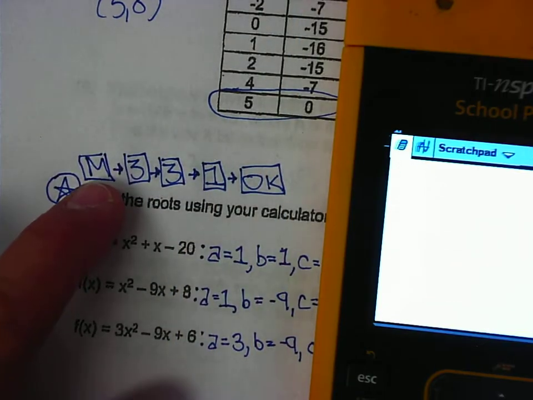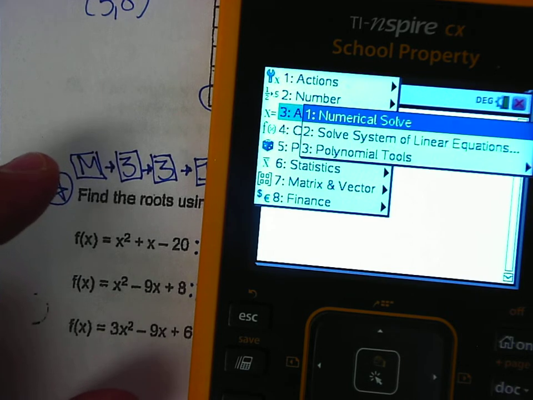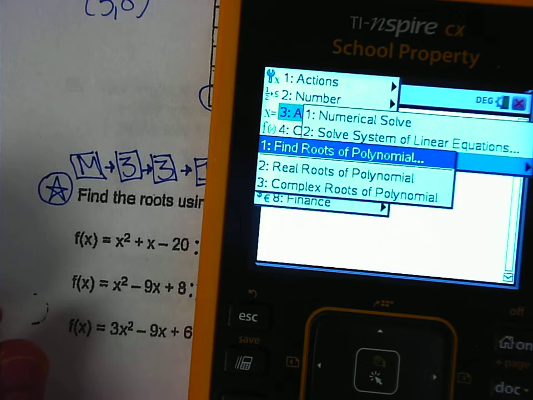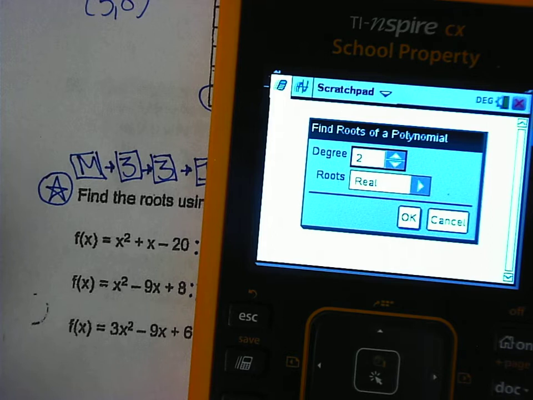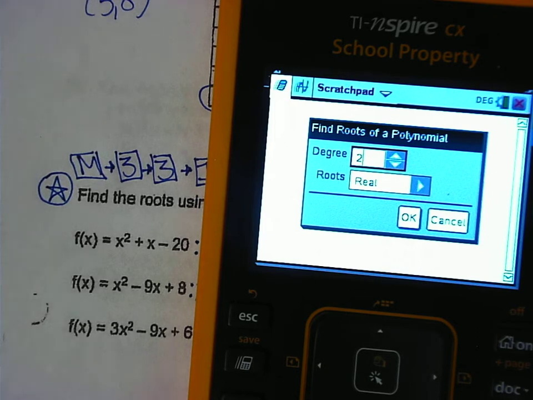You're going to press menu, and then it's option 3 for algebra, that's the class we're in, option 3 for polynomial tools, and the very first option that pops up, finding roots of a polynomial, because that's what we're doing, 1, and then it says degree. Well, the highest exponent we have in any of our equations is a 2, second degree equation. So it's already set to that, so you never have to even change that.